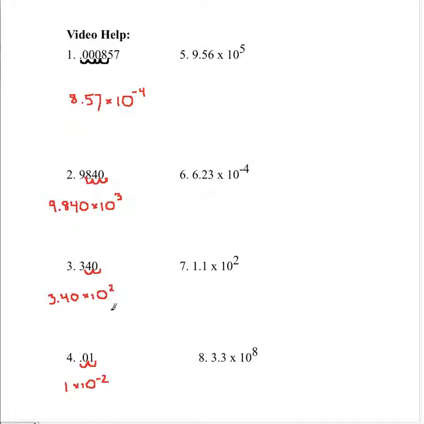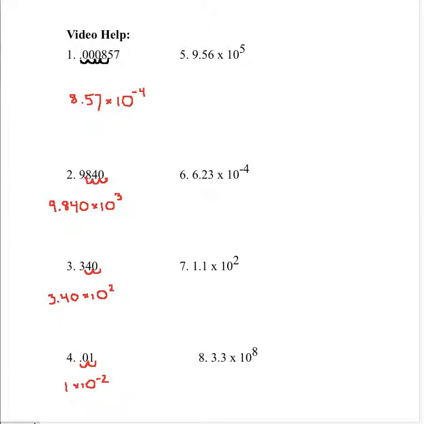Okay, so what you should notice is if I take a small number like this and make it bigger, I'm going to be using a negative exponent. If I take a big number and make it smaller, like 9.84, it's going to be a positive exponent. Because basically, if I were to actually multiply this out, I would get 9,000. While here, if I were to multiply 1 times 10 to the negative 2nd, I would get this small number. Okay?